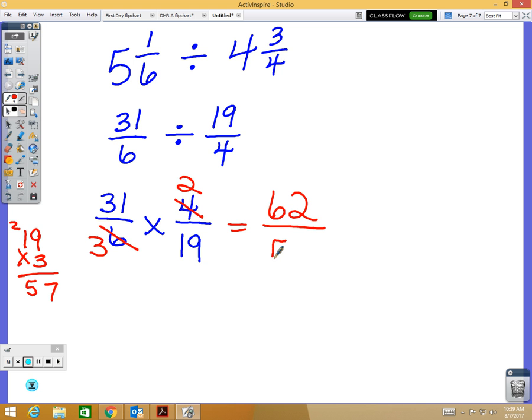Don't be afraid to work stuff out. How many times will 57 go into 62? 1 time. How many would be left over? 5 left over. And that is then your final answer.